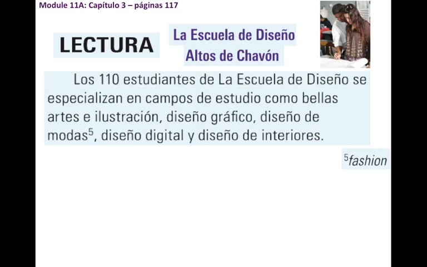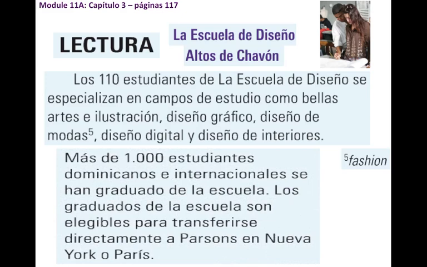Los 110 estudiantes de la Escuela de Diseño se especializan en campos de estudio como Bellas Artes e Ilustración, diseño gráfico, diseño de modas, diseño digital y diseño de interiores. So different varieties of disciplines there in design. Más de 1,000 estudiantes dominicanos e internacionales se han graduado de la escuela. So more than 1,000 students and international students have graduated from the school.